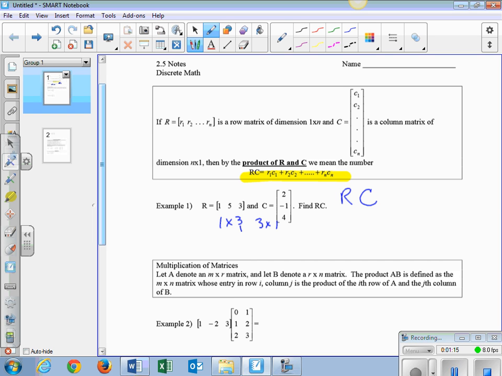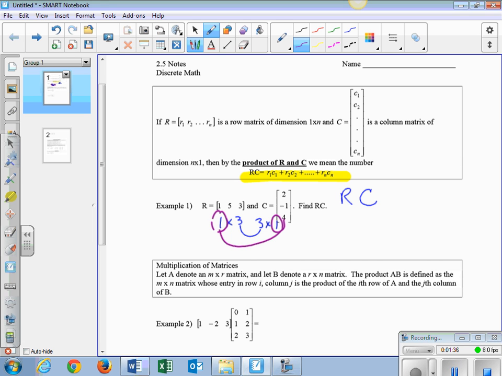Now, the middle numbers in the order that I see them, R on the left side, C on the right side, the middle numbers have to be the same in order to multiply them together. And the outside dimensions will actually be the dimensions of your answer. So I should be getting a 1 by 1 matrix for my answer.